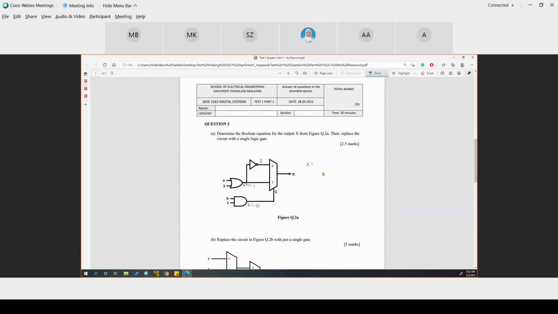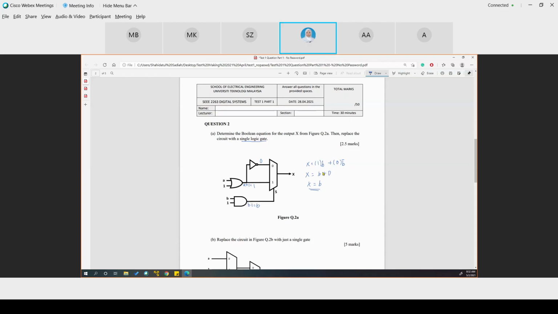So the equation is: if the selector is 1, the selector is 1, plus if the selector is the complement of 1, which is 0, plus x b. x equals b. And implement this in a single gate.